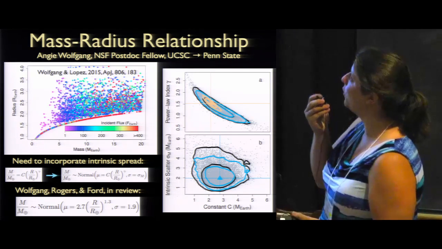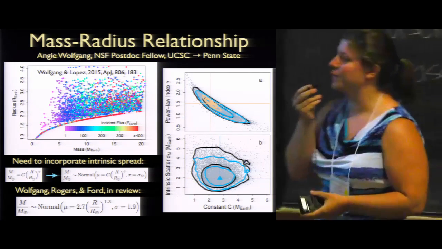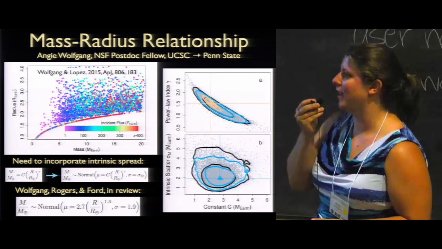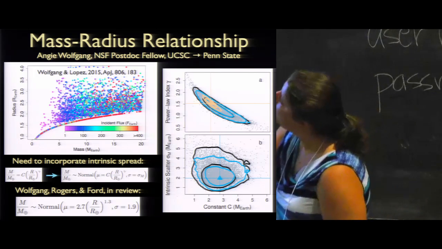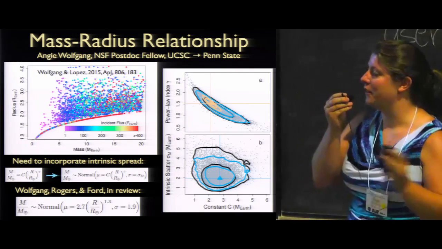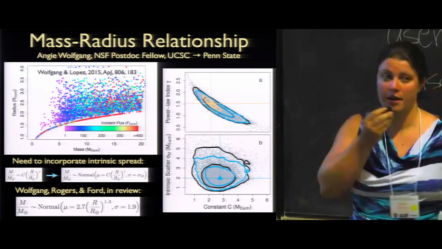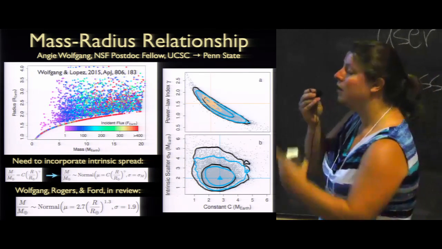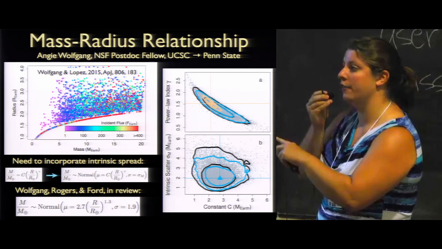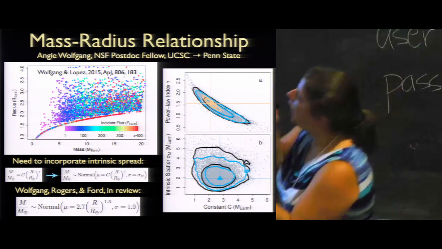Hello, my name is Angie Wolfgang. I just graduated from UC Santa Cruz, and I'm going to Penn State in October for an NSF postdoc. So my work lies right at this intersection of theory and observations, developing the necessary tools in order to do this kind of comparison that this entire workshop is about. So I wanted to give you an example of this, a real-life example.